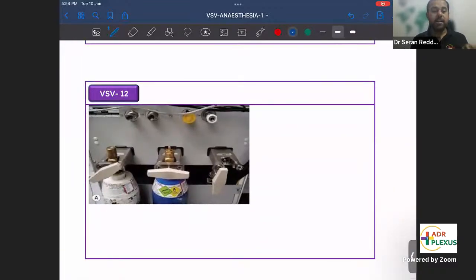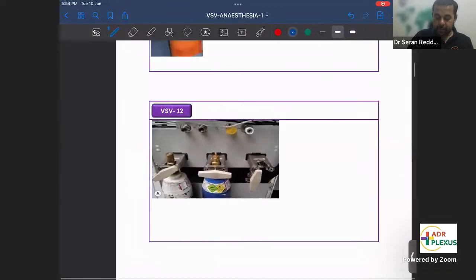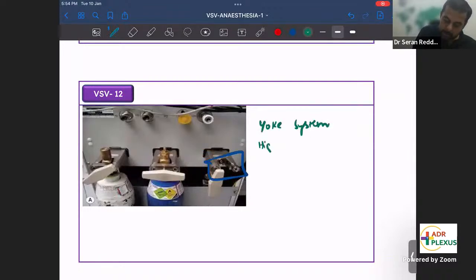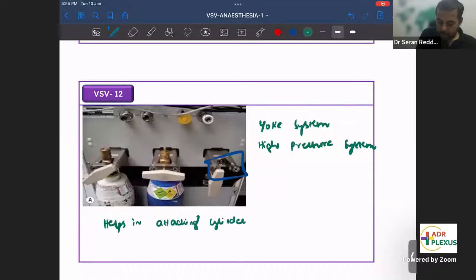Coming to what is this? This is called the yoke system or pin index safety system. The cylinder will be attached to the machine through this system. The yoke system belongs to the high pressure system. Yoke system helps in attaching the cylinder to the anesthesia machine.